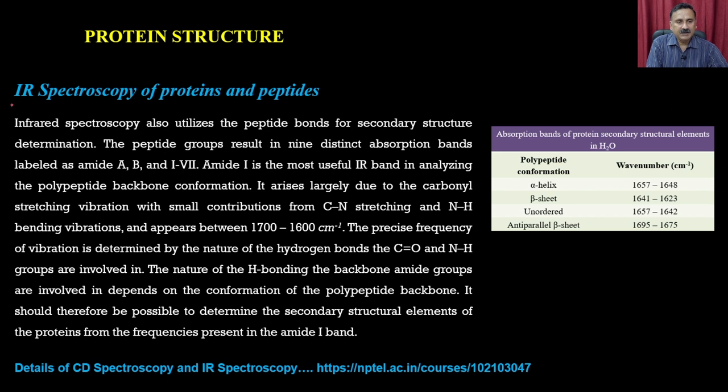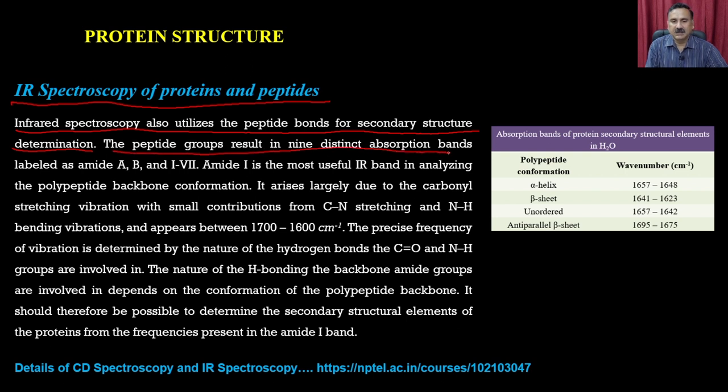Now, IR spectroscopy of proteins and peptides. IR spectroscopy also utilizes the peptide bond for secondary structure determination. The peptide group results in nine absorption bands labeled A, B, and I to VII amide. Amide I is the most useful IR band in analyzing the polypeptide backbone conformations.